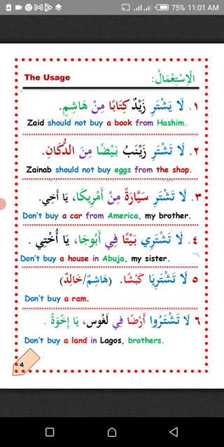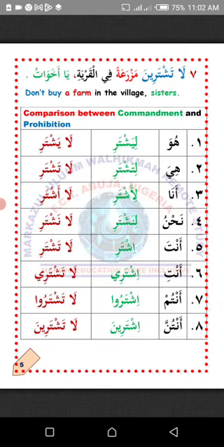Number six: لا تشتروا أرضا في لاغوس يا إخوة. لا تشتروا أرضا, don't buy a land, في لاغوس, in Lagos, يا إخوة, brothers. لعلك فهمت? I hope you understand. Masha Allah.